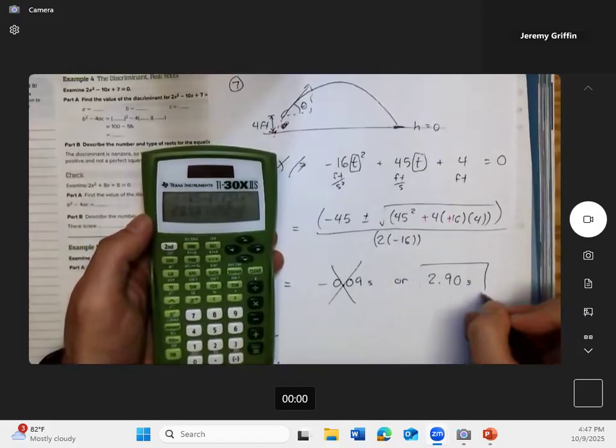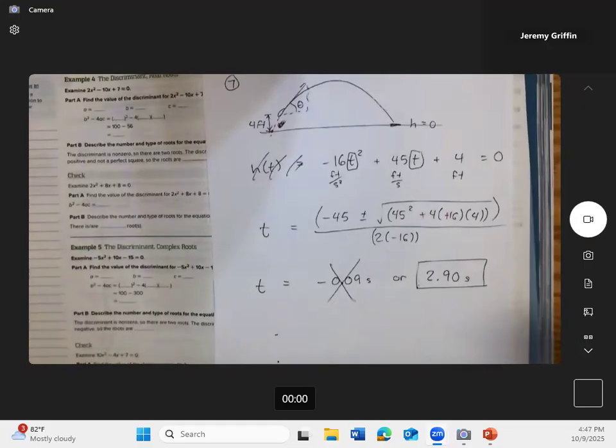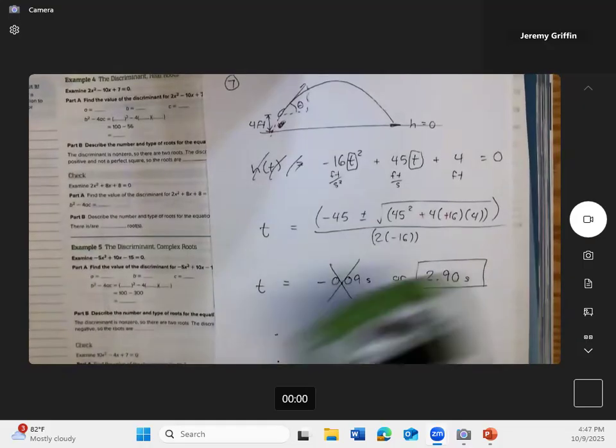Okay. Also, that number looks entirely reasonable, doesn't it? Okay, quarterback throws the ball. It's in the air for about 2 or 3 seconds. Yeah, there you go.